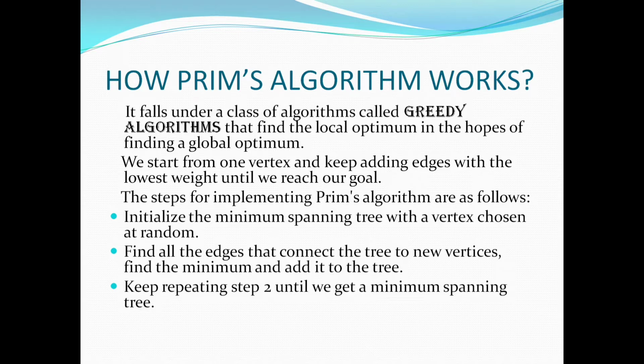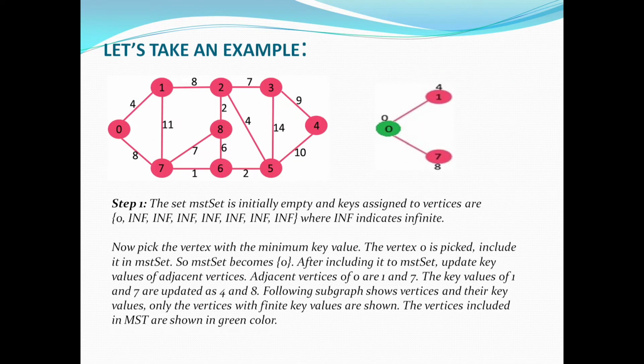First, initialize the minimum spanning tree with a vertex chosen at random. Next, find all the edges that connect the tree to new vertices. Find the minimum and add it to the tree. And lastly, keep repeating step 2 until we get a minimum spanning tree. So now let's take an example.